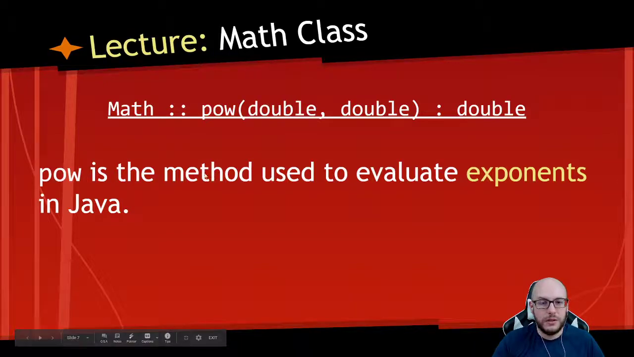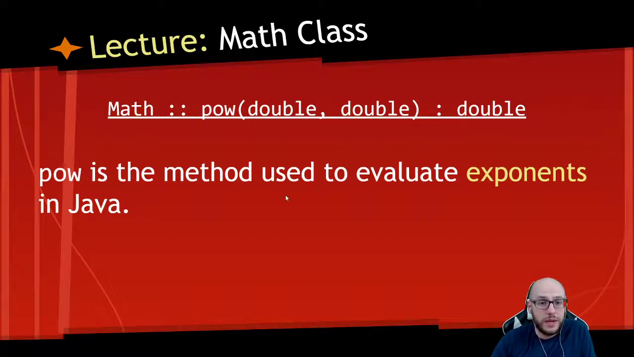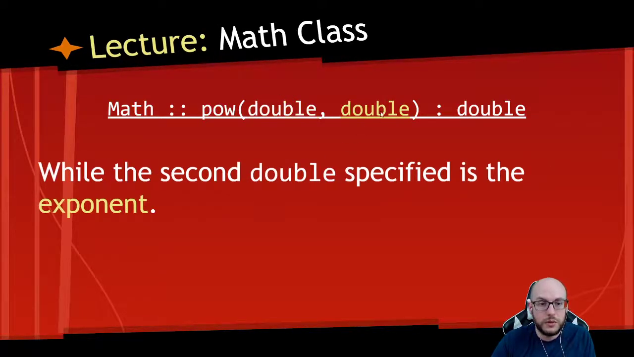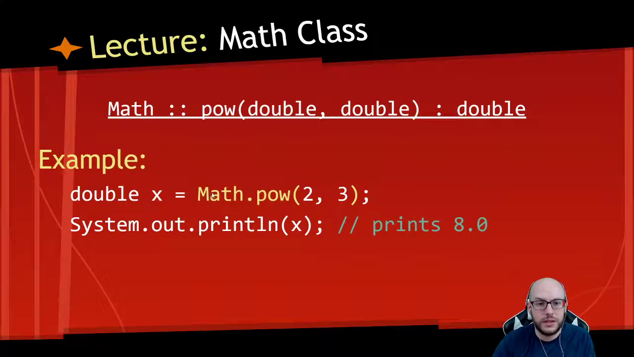So POW is what I'm going to talk about first. It is used to evaluate exponents in Java. The first specified double is going to be our base, whereas the second one is going to be the exponent. Here it is used in context. The way I end up using this method is saying Math.pow 2, 3. So this is a base of 2, an exponent of 3. This is going to return a result, which I'm then saving into a double called x. We can see that whenever I print x, it's going to have the value of 8.0, the result.